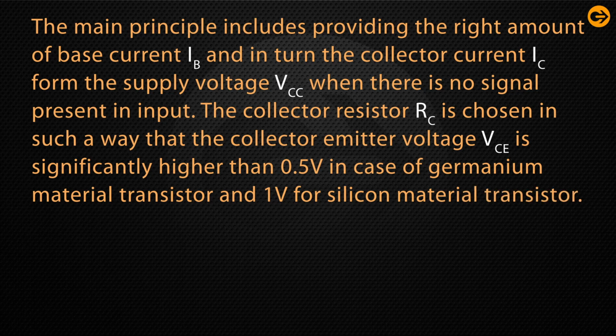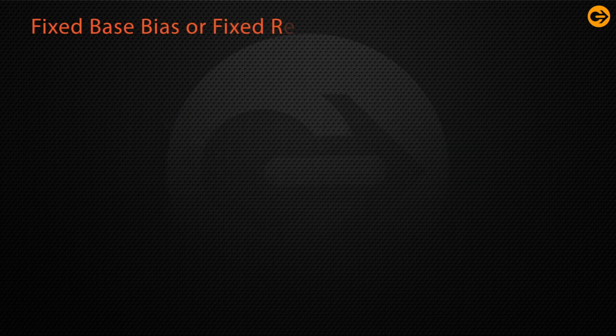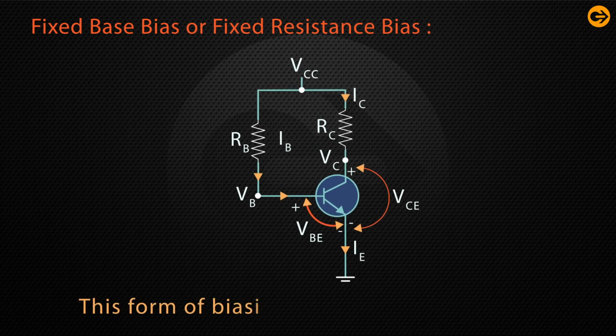There are many techniques of biasing. However, here we will mainly focus on fixed or base bias of transistor. Fixed base bias or fixed resistance bias. This form of biasing is also called base bias.